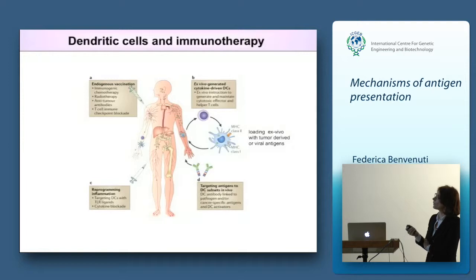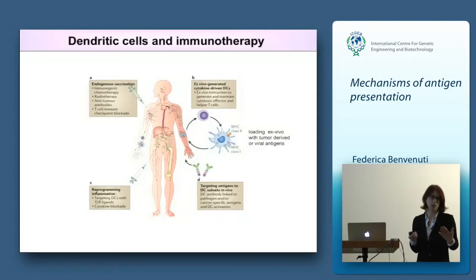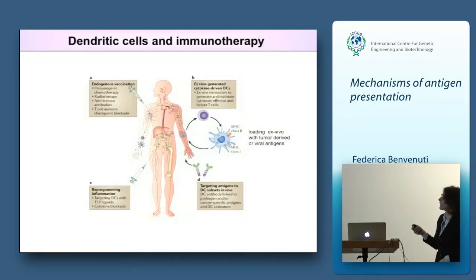So here are listed 4 major situations in which dendritic cells can be used to mount efficient immune response against tumor cells. One possible passive mechanism is the fact that during chemotherapy and radiotherapy, the so-called immunogenic cell death provides antigen that are captured by dendritic cells that then can initiate a response. A second active way of exploiting dendritic cells for therapy is the possibility to isolate them from peripheral blood, load them with tumor-derived or viral antigens and infuse them back into patients.